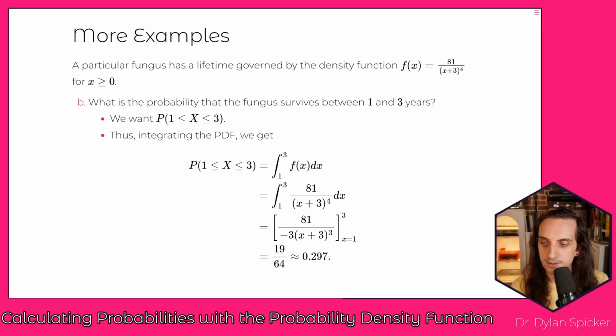Integrating, we plug in and get the same integral that we solved on the last slide. X this time is being evaluated between 1 and 3. If we solve that, we're going to get 19 out of 64, or about 0.297. So there is a 29.7% chance that the fungus survives between 1 and 3 years.